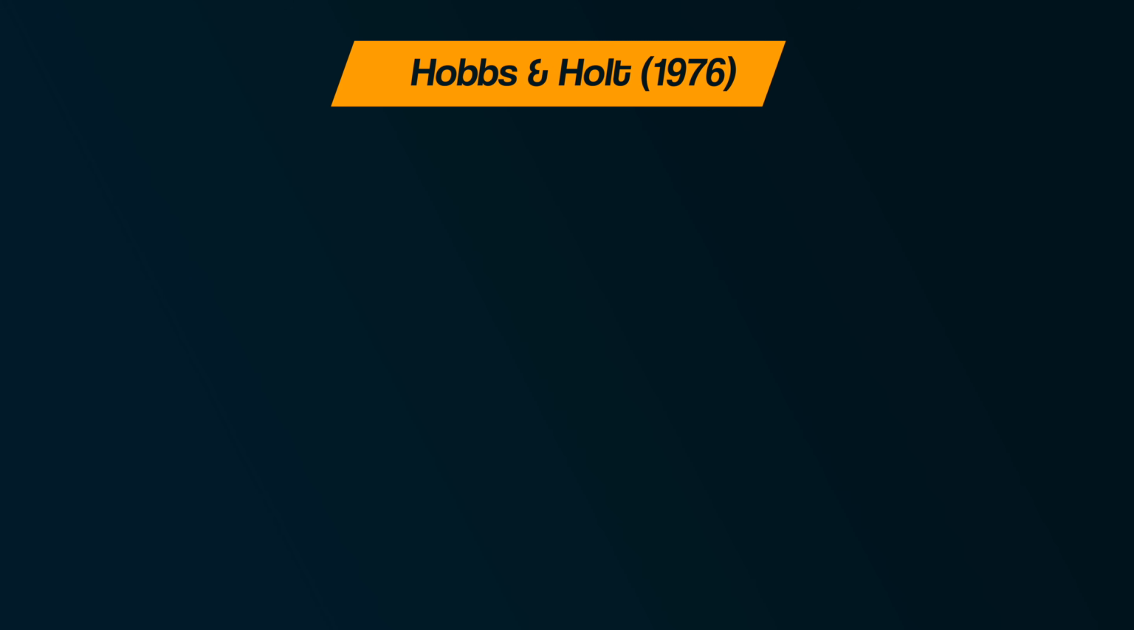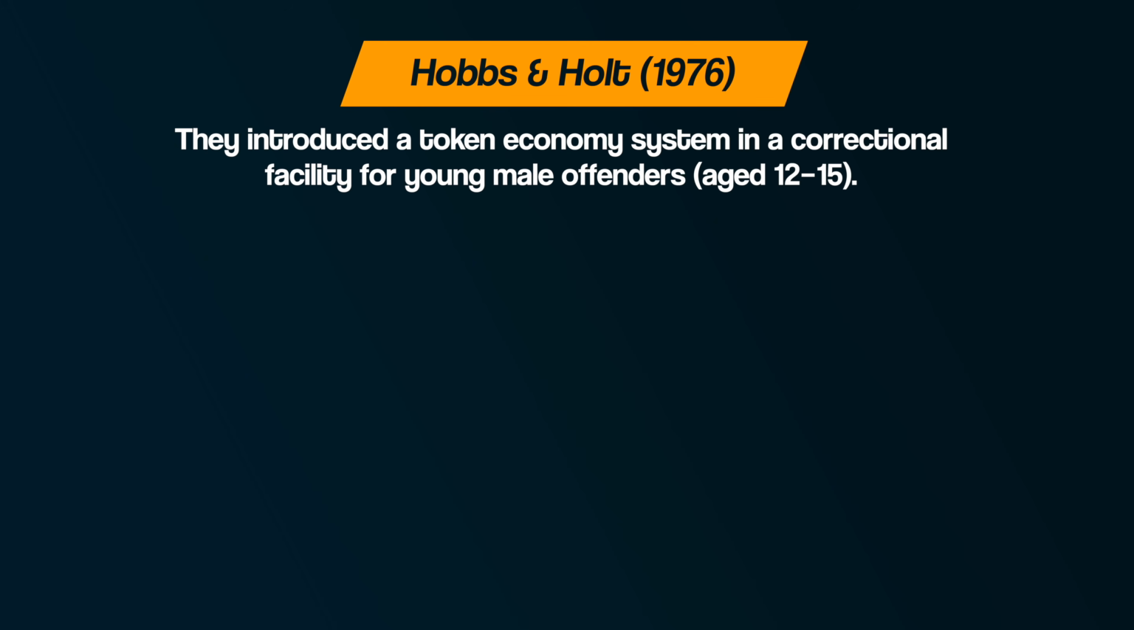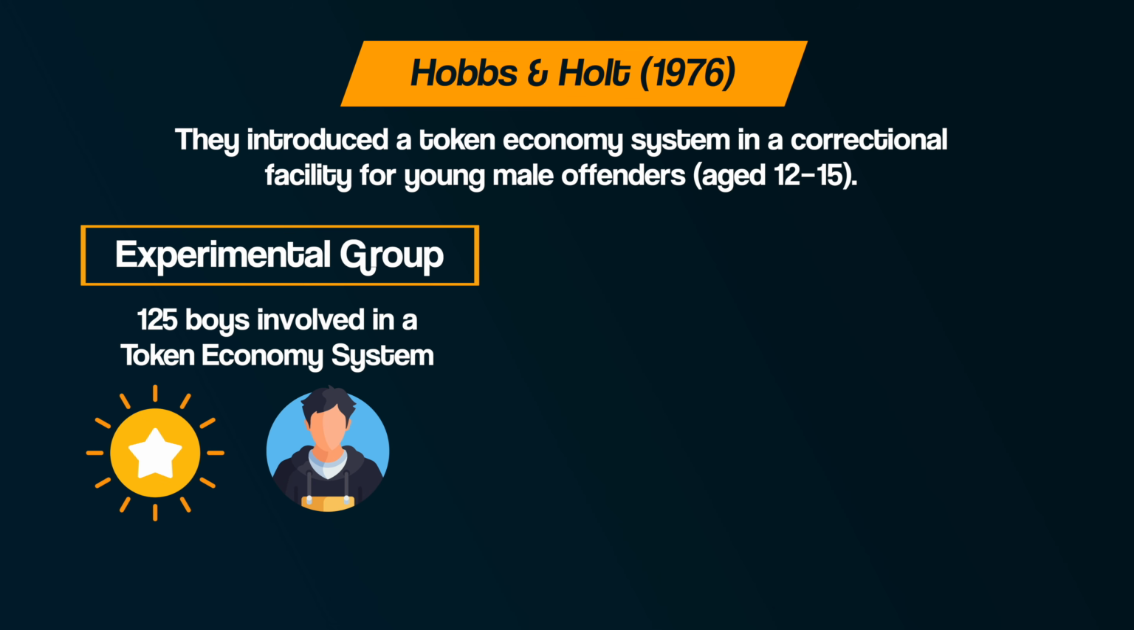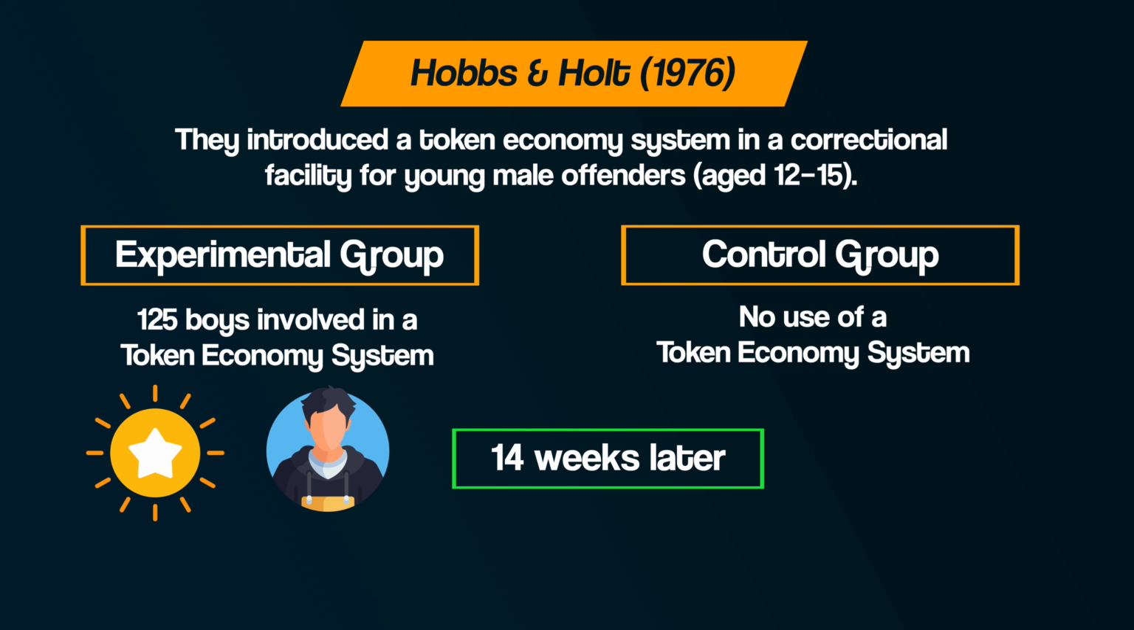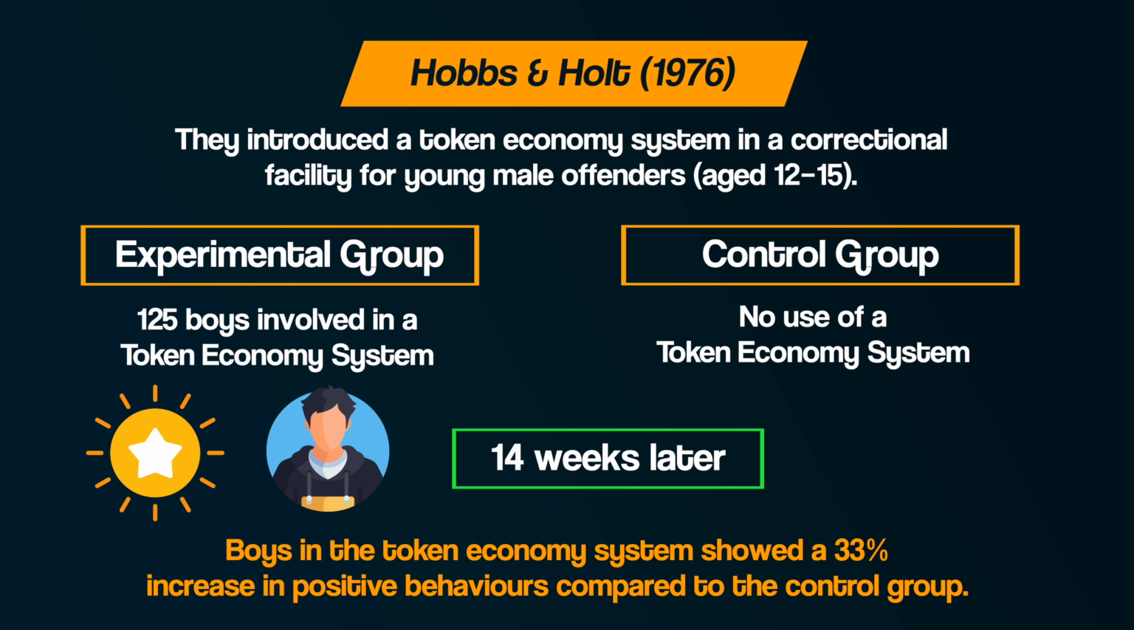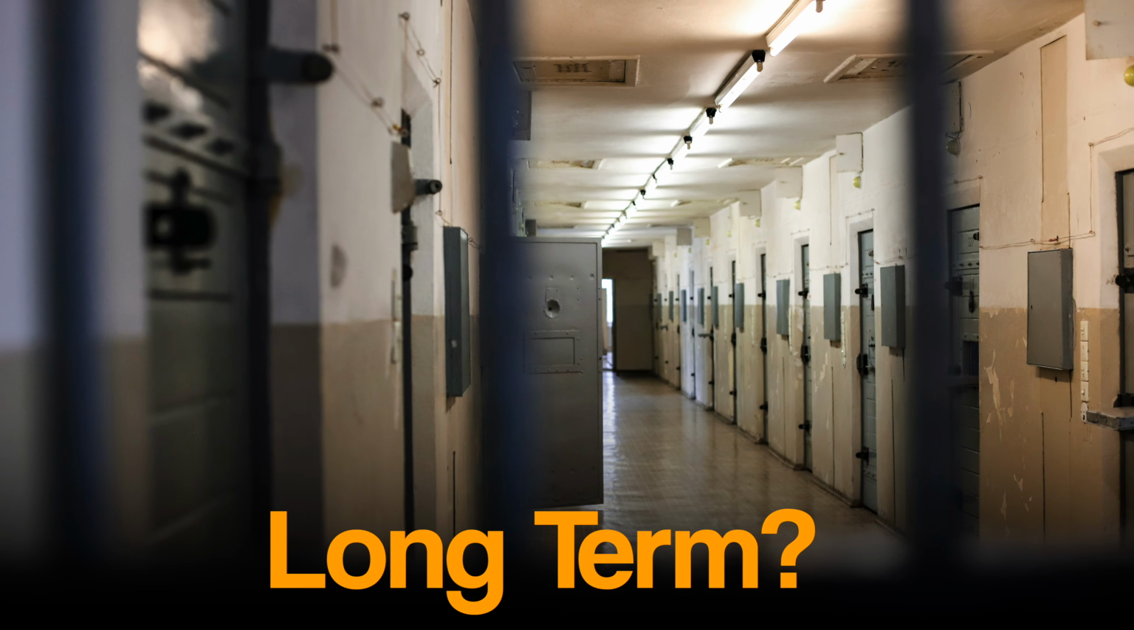One of the most well-known studies on behaviour modification in prisons is Hobbs and Holt's 1976 research. They introduced a token economy system in a correctional facility for young male offenders aged 12 to 15. 125 boys in the prison were involved in the token economy system, and a separate control group did not receive this intervention. Over 14 weeks, the boys in the token economy system showed approximately a 33% increase in positive behaviours compared to the control group.